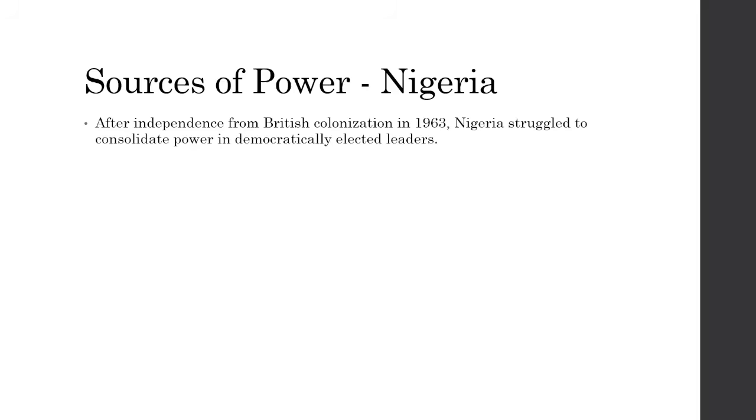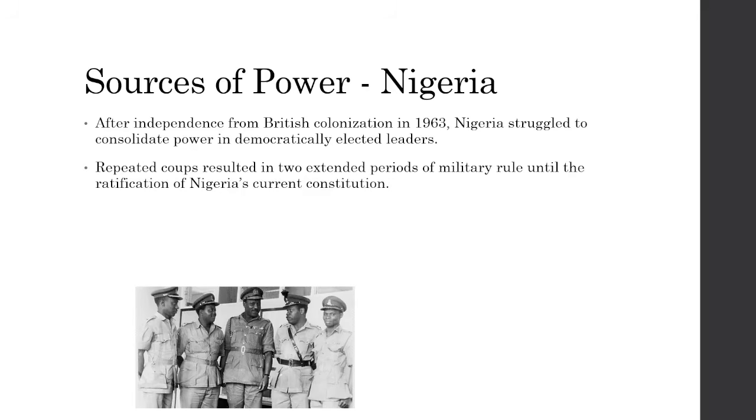That's essentially kind of what was happening in Nigeria. They were kind of failing. They weren't doing that good. There were repeated coups, which is kind of just an overthrow of the political system, typically very violent, and they've resulted in 2 extended periods of military rule until the ratification of Nigeria's current constitution.